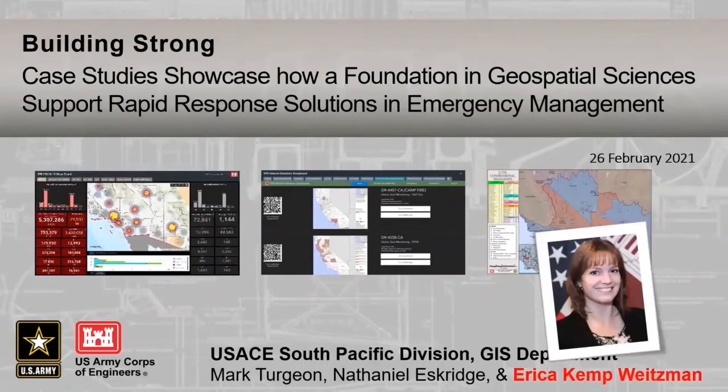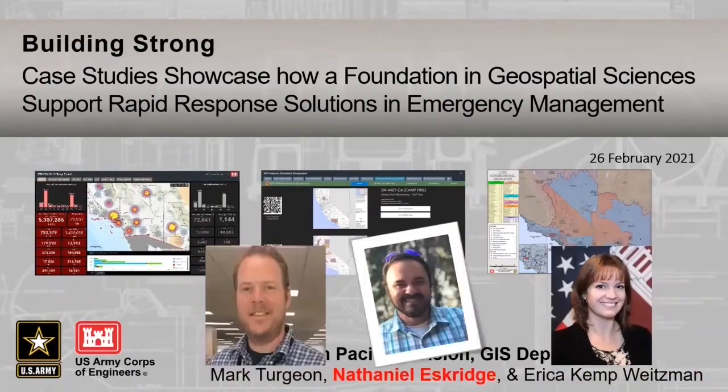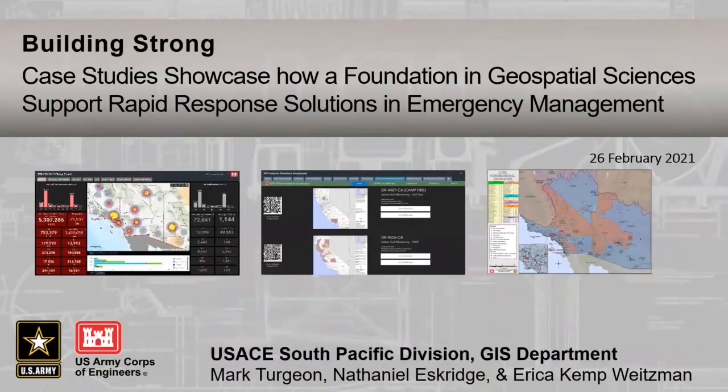I currently serve as the chief of our Hydrology and GIS section, which is composed of water resources engineers and geographers. I'm here with my colleagues Mark Turgeon and Nate Eskridge to share with you some of the work we did to respond to the emergencies of 2020, the coronavirus pandemic, and the worst wildfire season of modern record in Southern California. We're going to walk you through the development of the geospatial products used to respond to those efforts to show you how the fundamentals of what you're learning now are used to build products that address our nation's toughest challenges.